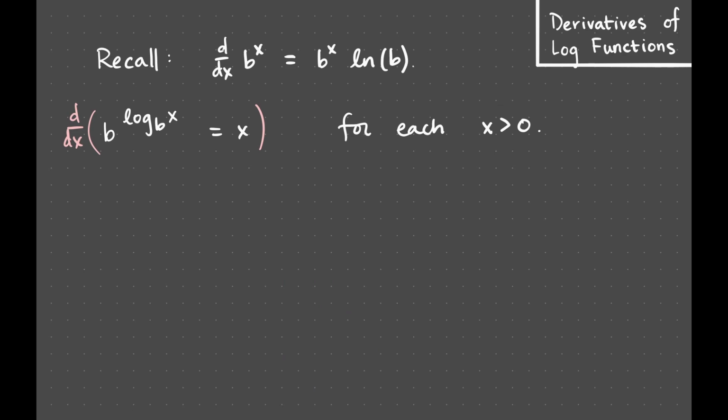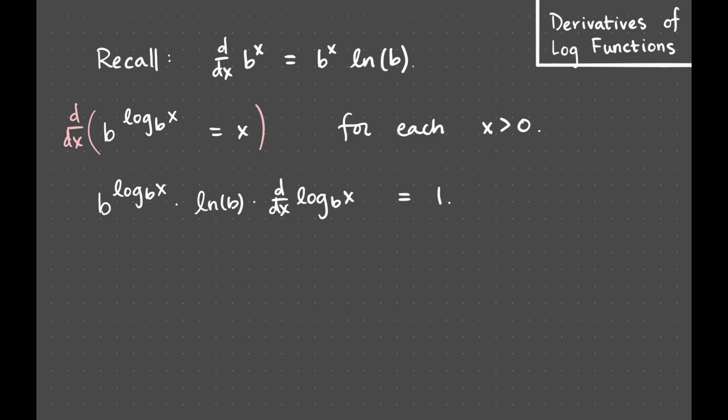The outer function is the exponential function with base b, and so chain rule says that the derivative is given by b to the log base b applied to x times the natural log of b times the derivative of log base b applied to x. For the right-hand side, the derivative is just 1 because the derivative of x is just 1.